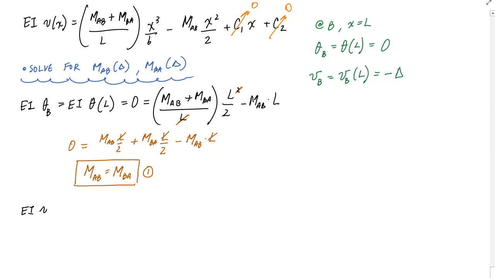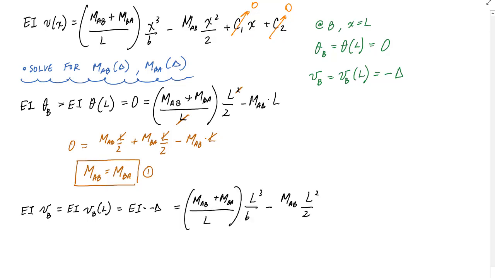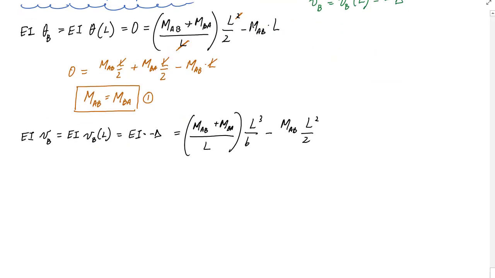And if I use the other boundary condition for the displacement at B, the displacement at B is equal to VB of L, which is equal to negative delta. So EI times negative delta is equal to, I'm going to plug in L wherever I have an x, and I know that MAB equals MBA, so this is making things a lot easier. From this relationship, I will get a negative MAB L squared over 6.